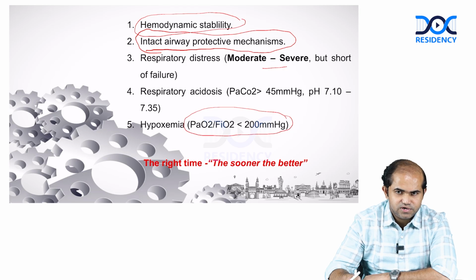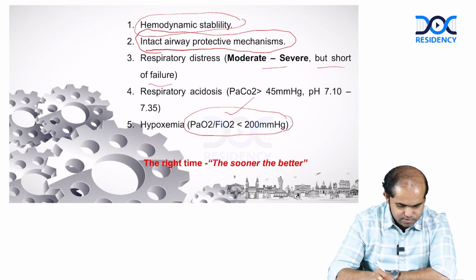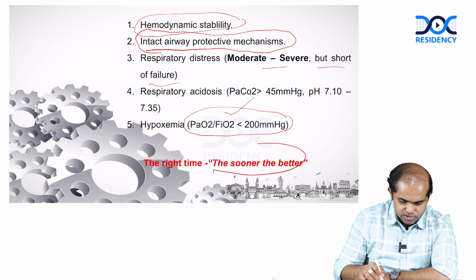So where are we going to start? When the child has good hemodynamic stability, intact airway protective mechanisms, and hypoxemia where your PF ratio is less than 200, moderate to severe respiratory distress, but short of failure. So the right time is the sooner the better.